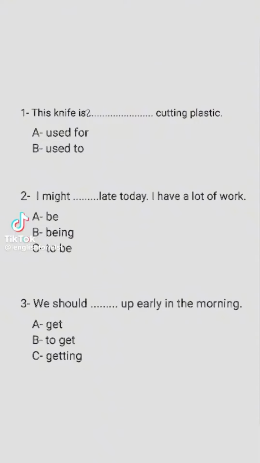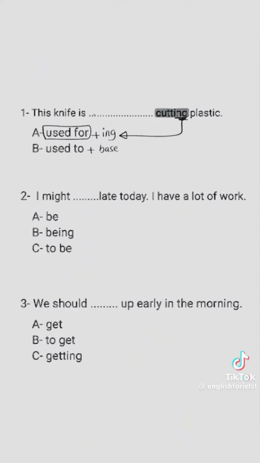This knife is blank cutting plastic. Used for, used to. Both have the same meaning. The only difference is for comes with an ing form, but to comes with the base verb without ing. Here we have cutting with ing, so the answer is used for. This knife is used for cutting plastic.